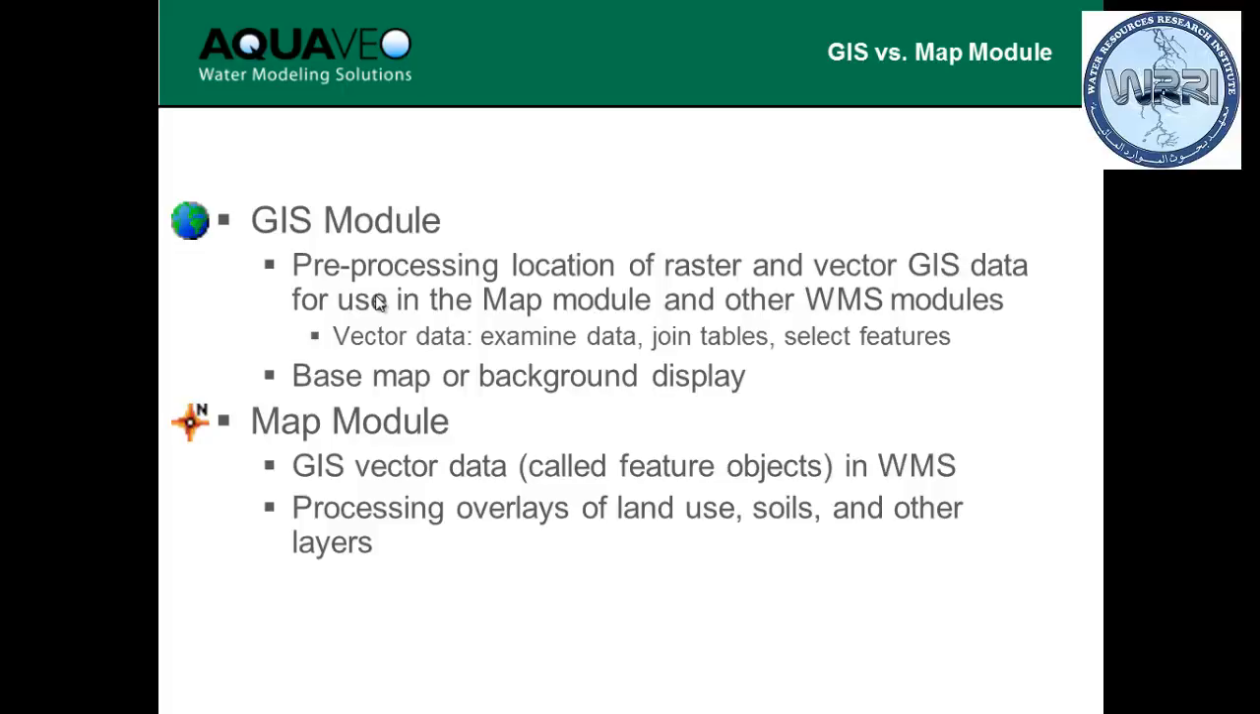And so the GIS module is kind of the center for GIS data in WMS. So vector and raster GIS data is all in the GIS module. This has kind of changed over the years. It used to be that we would put images in the map module. So if you've used an older version of WMS, images were in the map module. Now any raster GIS data is going to be in the GIS module. The map module is vector-based GIS data that can be used for watershed modeling in WMS.